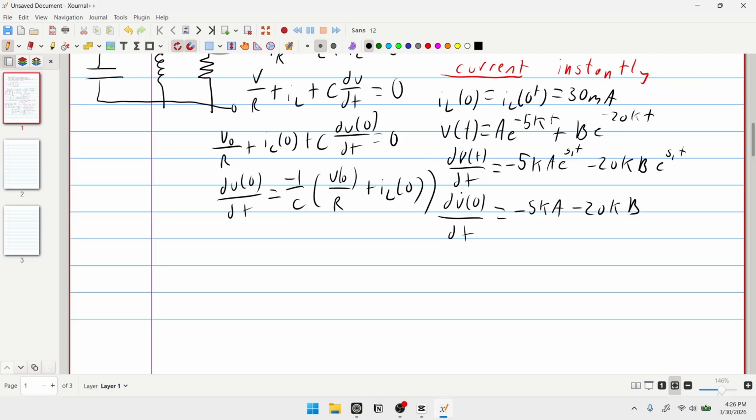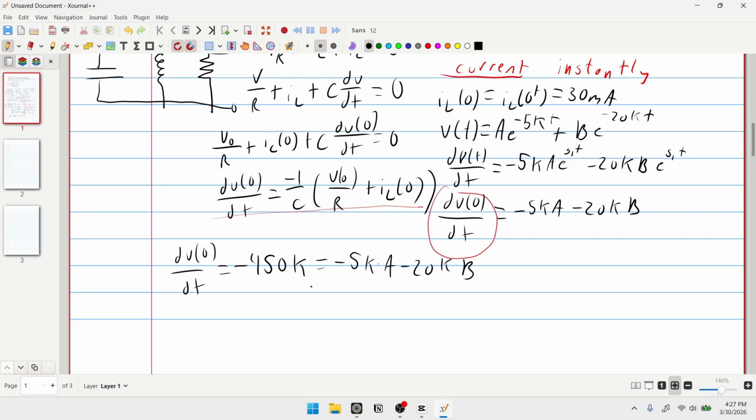Alright, and so we actually know our initial voltage here because of this, right? So if we plug that in, we get that dV0 dt equals negative 450,000. And so that also equals negative 5,000 times A minus 20,000 times B. All right, and so now we have our second equation.